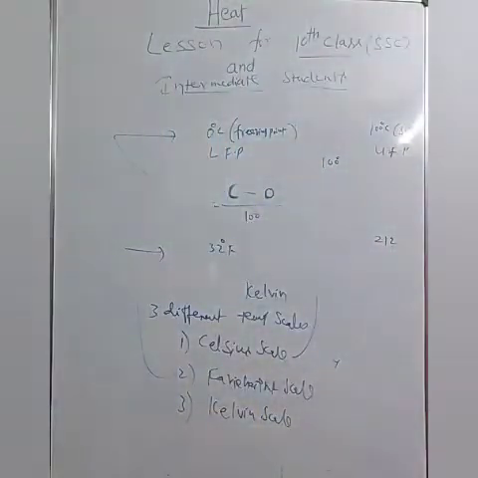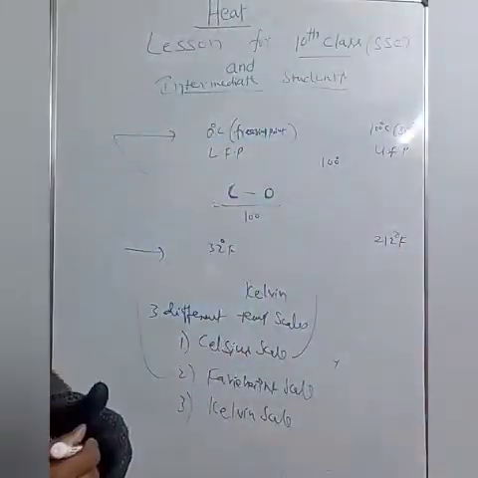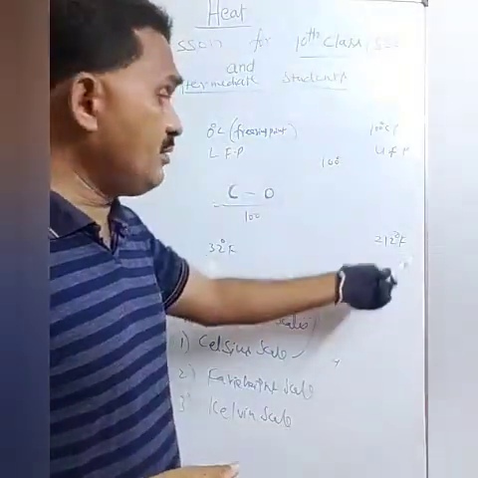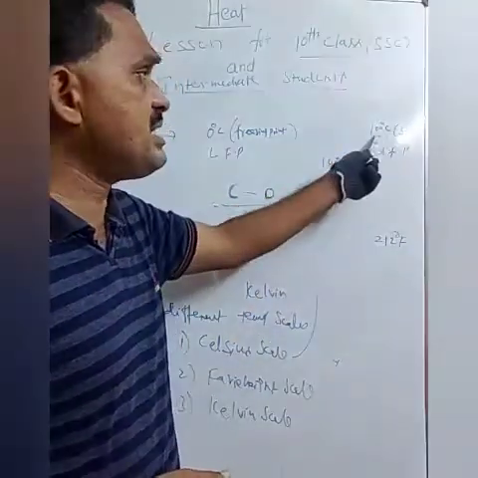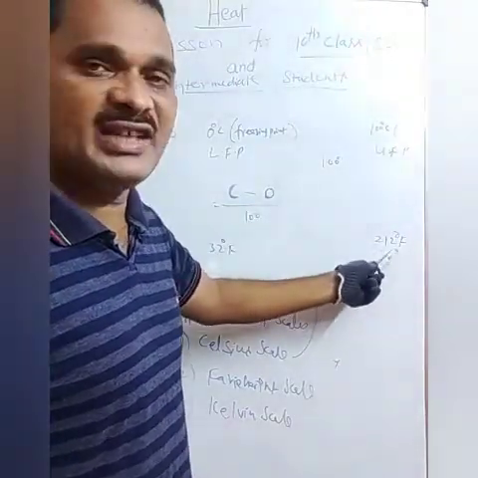What is that? 212 degrees Fahrenheit is the upper fixed point, or boiling point, of water in Fahrenheit, not Celsius. Celsius means 100 degrees centigrade. In Fahrenheit, you're defining that, which is why this is 212 degrees Fahrenheit.